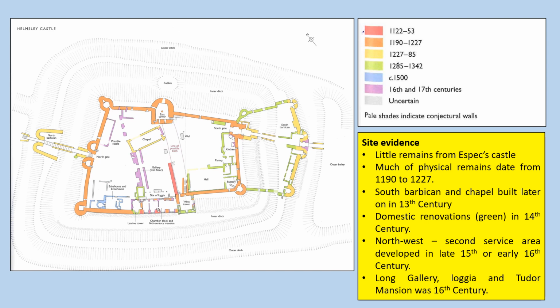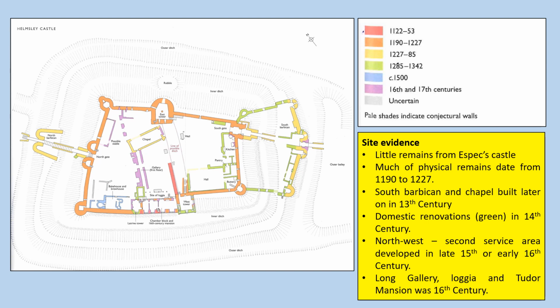Much of the physical remains that we can actually see in the site date from the time of the renovations of Robert de Roos II, Robert Furzan, between 1190 and 1227. The South Barbican and the chapel were both built later on in the 13th century, and that makes sense, as those bits were added once the real strong defensive element of the castle was built originally. In green, you can see a lot of the domestic renovations, and you can see some of the additions to the South Barbican that were added from the open-backed Barbican in the 14th century.